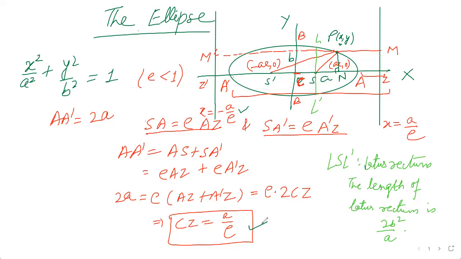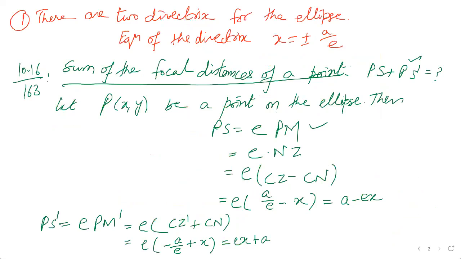PS dash is coming A plus EX, PS dash is E PM dash CZ dash plus CN, and this should equal to A plus EX. A plus EX आना चाहिए, so this will be A upon E होगा यहाँ पर, फिर ये प्लस के साइन ही होगा यहाँ, CZ dash की वैल्यू भी आपके A upon E ही आएगी यहाँ पे, so that will be E plus EX. ठीक है.